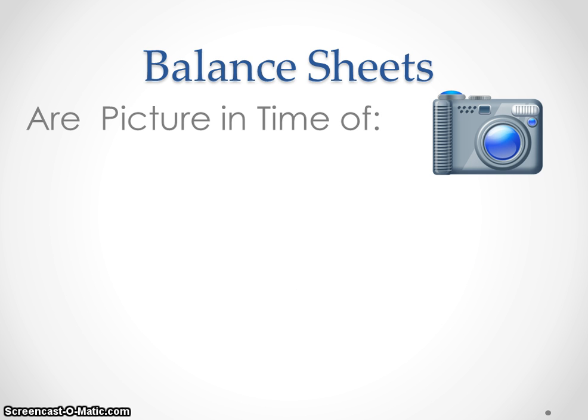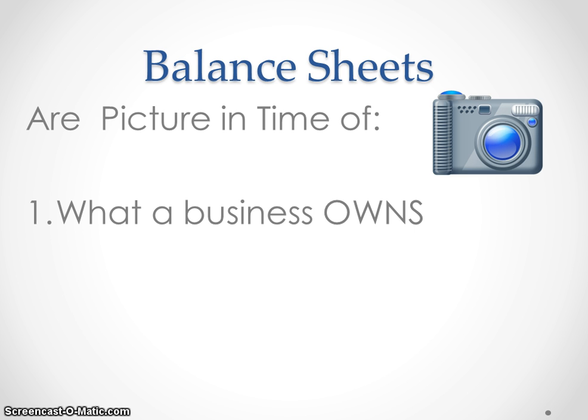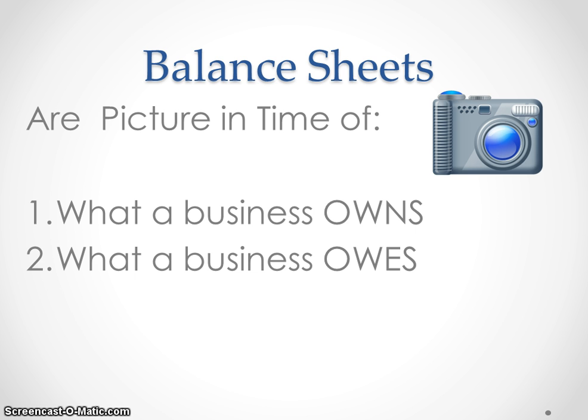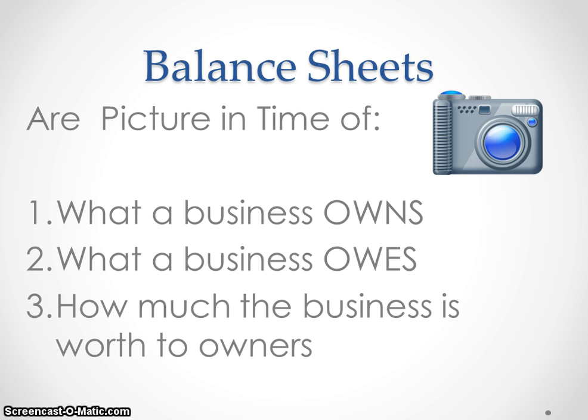A balance sheet is very much a picture in time. Consider yourself taking out a camera, taking a photo of the finances of a business, and that is what a balance sheet is. There are three main things that it considers and looks at and includes. The first is all the things that the business owns. The second is what the business owes to other people or businesses or the government. And finally, it includes how much the business is worth to the owners.